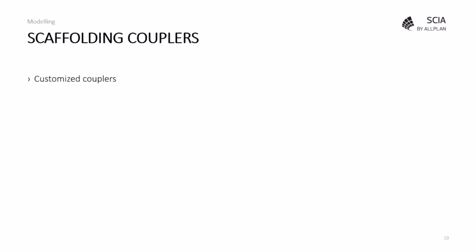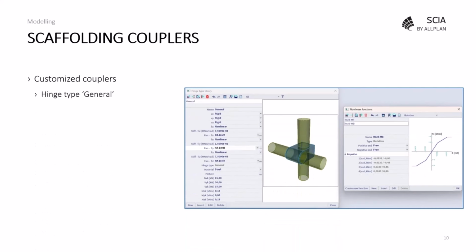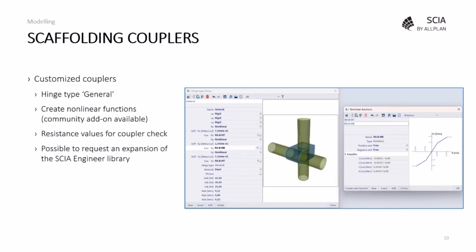It's also possible to customize couplers. So in case you have a coupler which is not in our library, you can use the hinge type general and define every degree of freedom by yourself. It's also possible to add nonlinear functions. On our website, we have an Excel tool which can help with that to quickly import the data for that nonlinear function into the software.